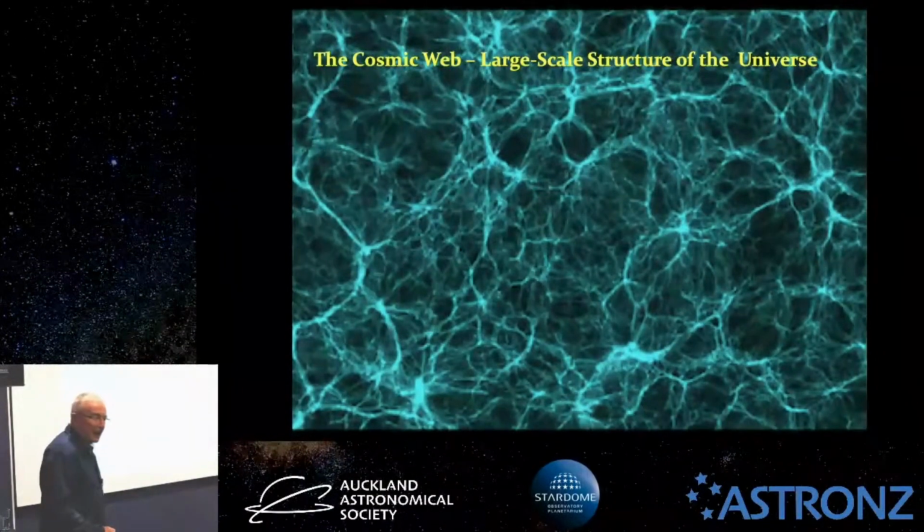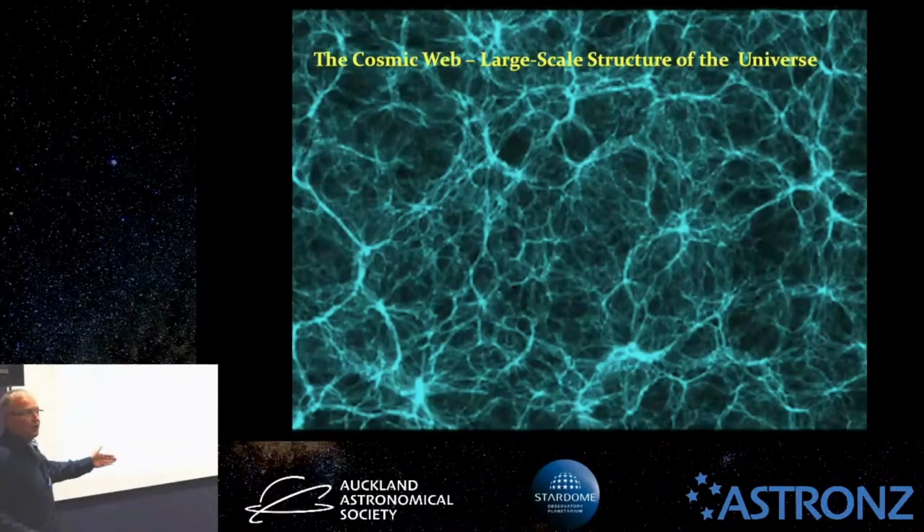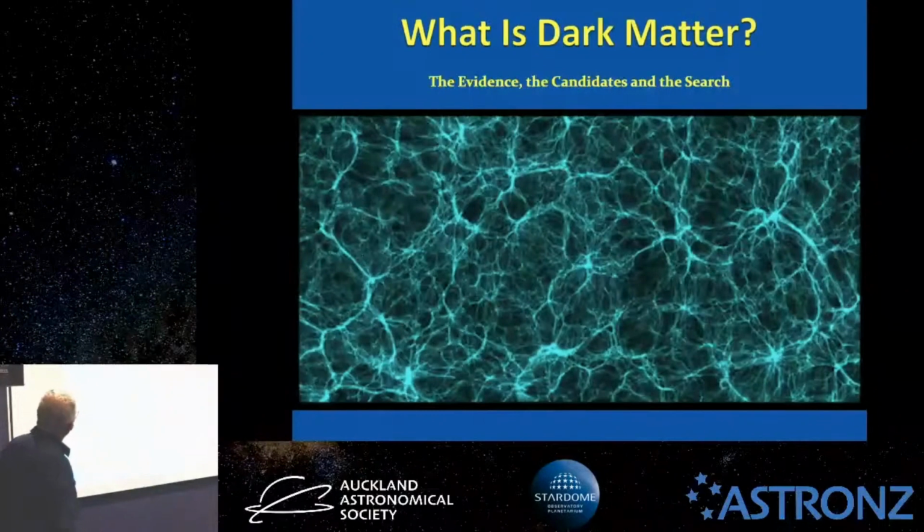It's called dark matter, and that's what we're going to be talking about tonight, because it naturally begs the question: what is dark matter? How do we even know it exists? And what possibly could it be? So that's why tonight's talk is: What is dark matter? The evidence, the candidates, and the search.